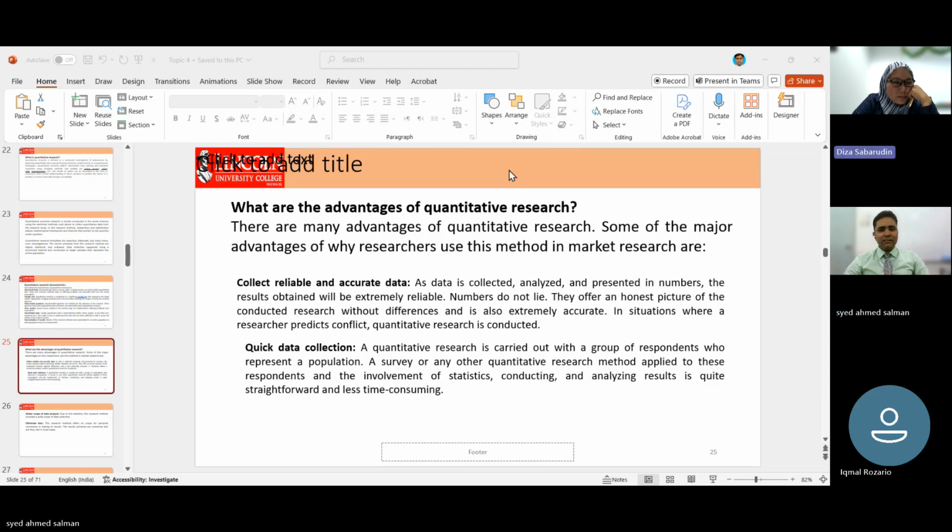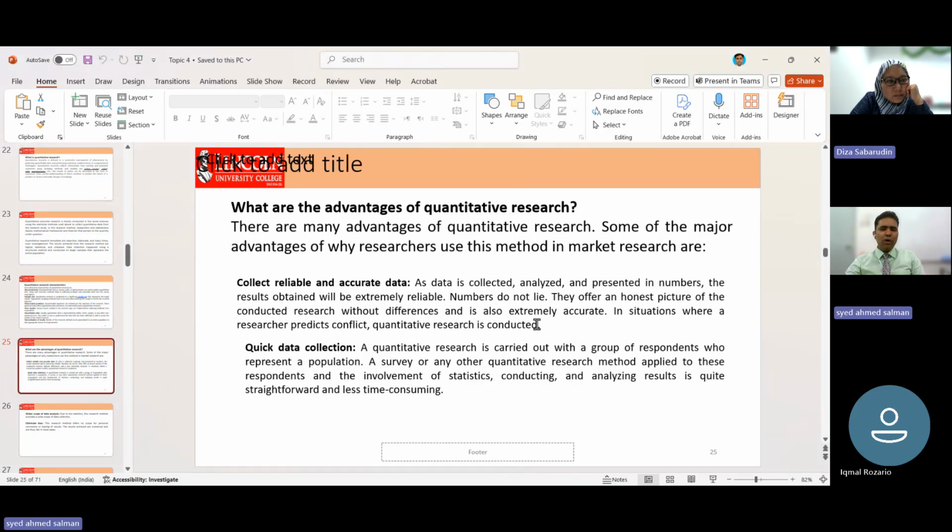Quick data collection. A quantitative research is carried out with a group of respondents who represent a population. A survey or any other quantitative research method applies to these respondents, and the involvement of statistics in conducting and analyzing results is quite straightforward and less time consuming. This is right, okay? In quantitative research, you will get the respondents in a shorter time because you are going through the respondents in general. You're not going to specific persons, right?